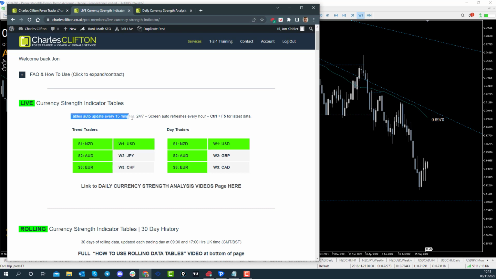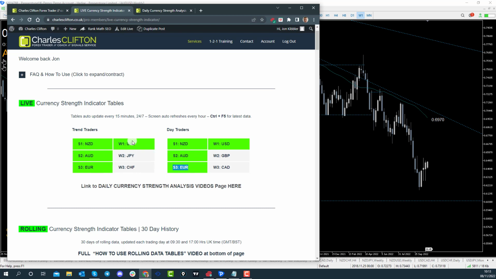The tables auto update every 15 minutes 24/7, so wherever you are on the planet you can access these tables and get the absolute latest update. So the live currency strength indicator tables, what are they telling us today? Well, it's showing us that the New Zealand dollar remains the strongest currency, being S1 on both the trend traders and day traders table. That's then followed by the Australian dollar, which is the second strongest on both tables, which is then followed by the euro, which is the third strongest on both tables.